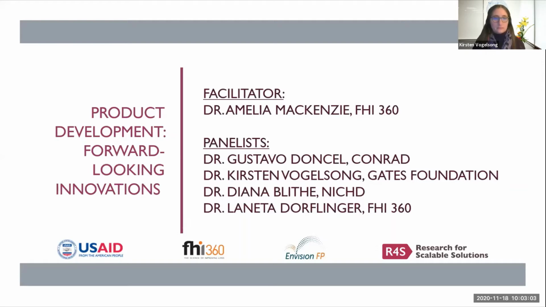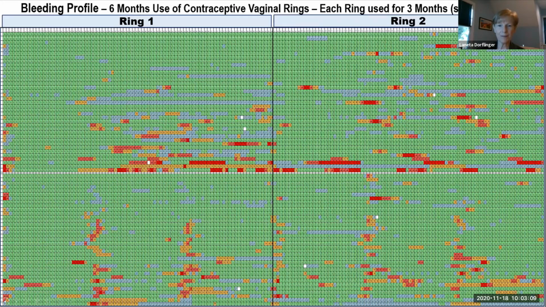Sure. Are you able to show the slide that I sent? Because I wanted to give an example. Yes. So what you're looking at here is bleeding profile from women who are participating in a clinical trial of a method. It's a contraceptive vaginal ring that gives a progestin and estradiol, and they can wear it either continuously or cyclically.